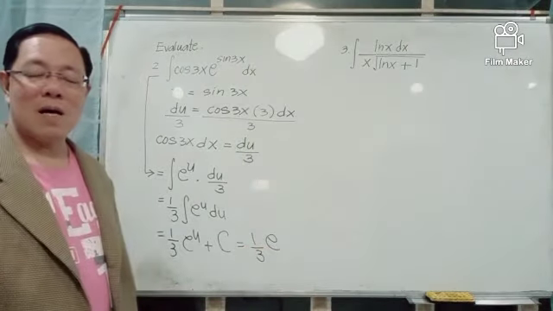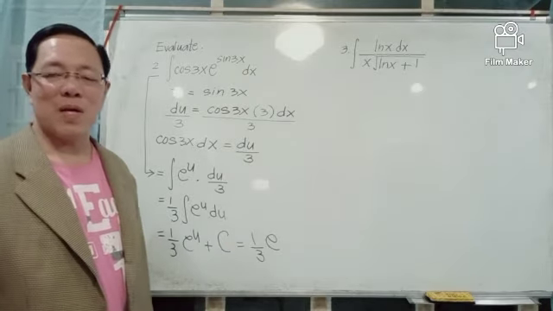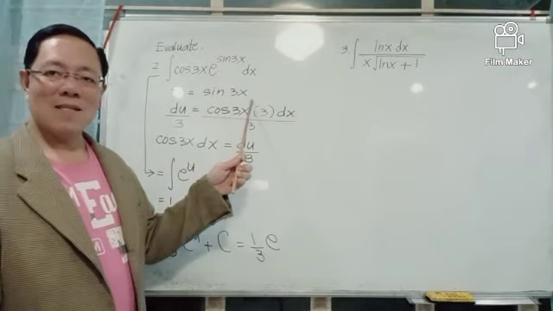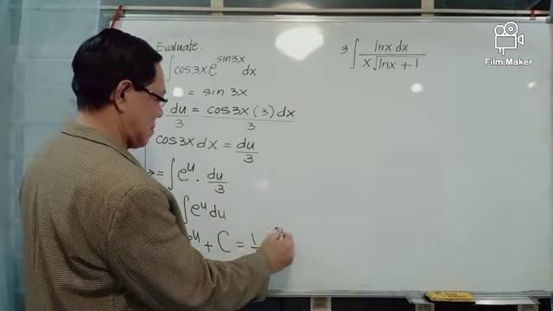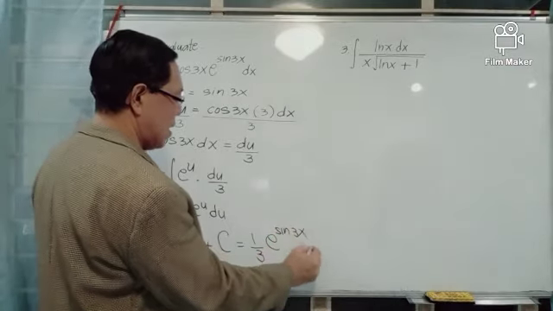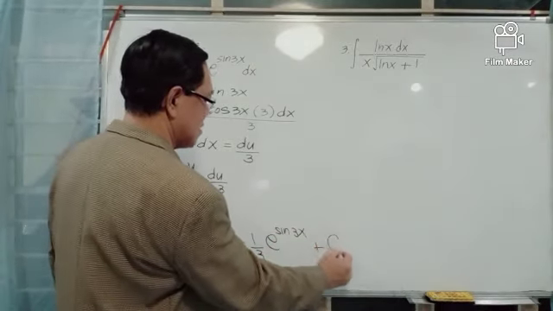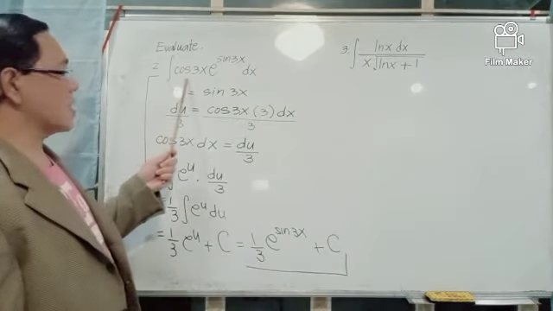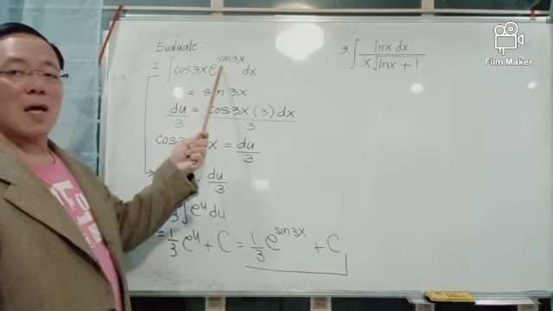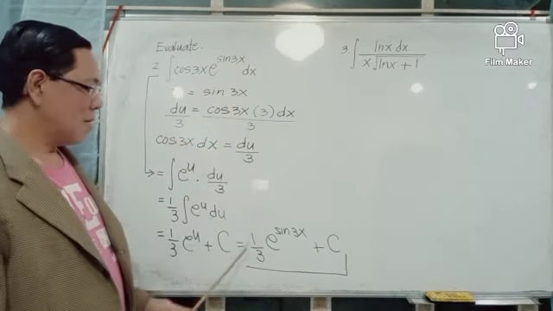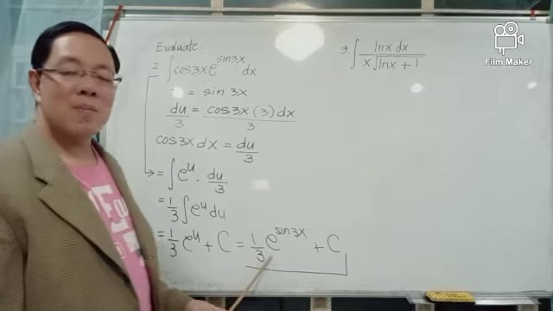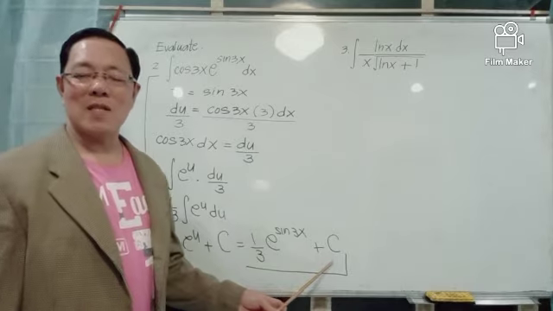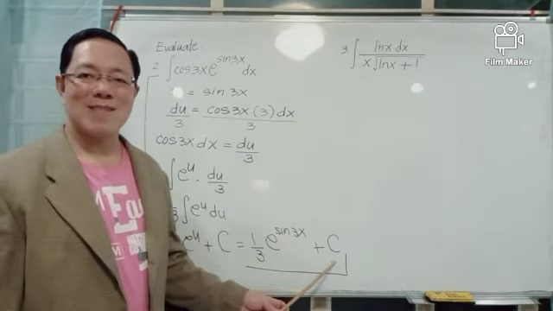We now write the final answer in terms of the original variable x by replacing u with sine 3x plus a constant of integration c. The integral of cosine 3x e to the power sine 3x with respect to x is 1/3 multiplied by e to the power sine 3x plus the constant of integration c.